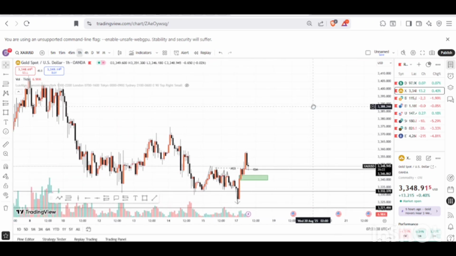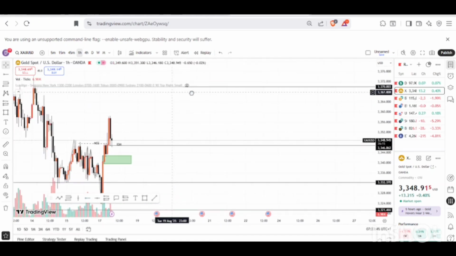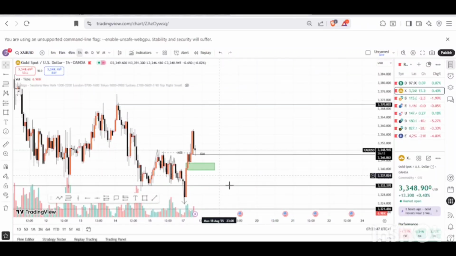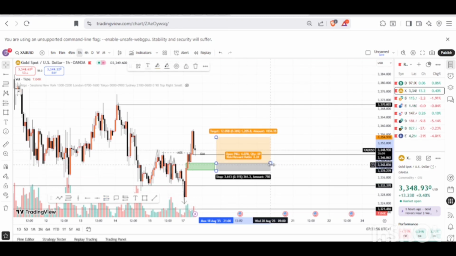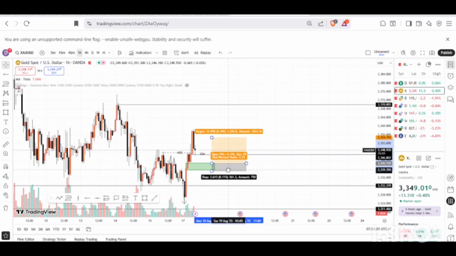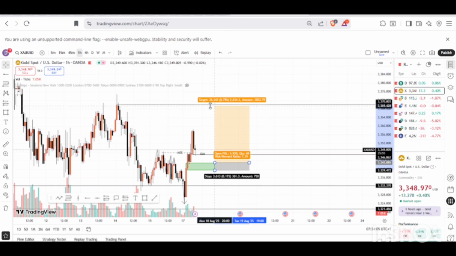My target will be this high. Let's clear the liquidity on this high first. If I do my maths properly, we would have this somewhere here. Close that. And our target will be here. Good, and that gives us a 1:7 next to it.